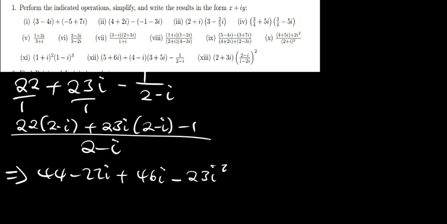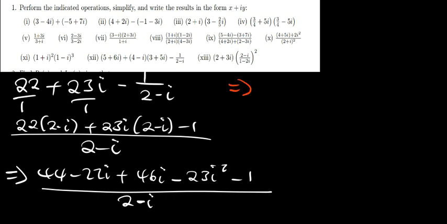So let's see. We'll have 22 times 2 is 44. 22 times i is 22i. Then plus 23 times that is going to be 46i. Then 23i times i will be negative 23i squared minus 1. Everything divided by 2 minus i. I'll continue from this part here.